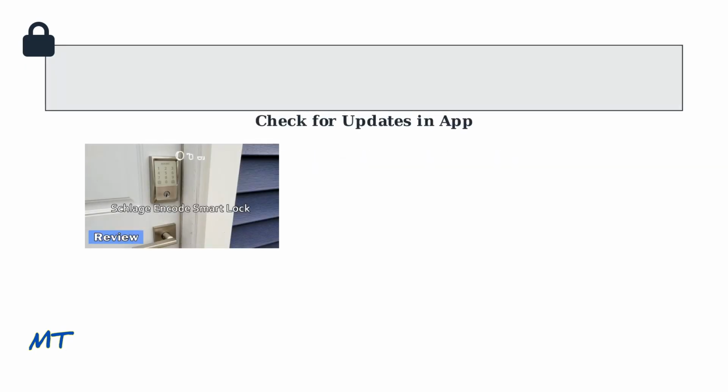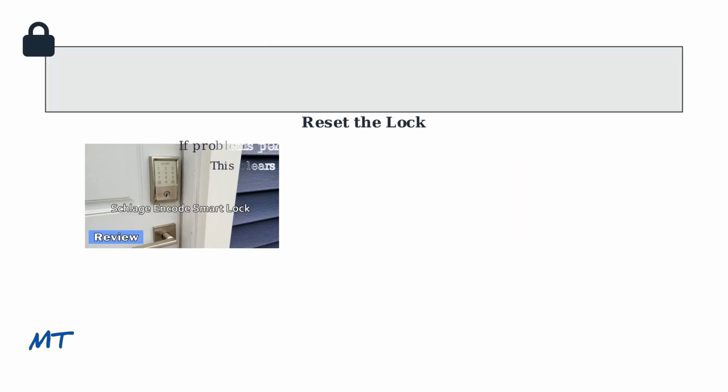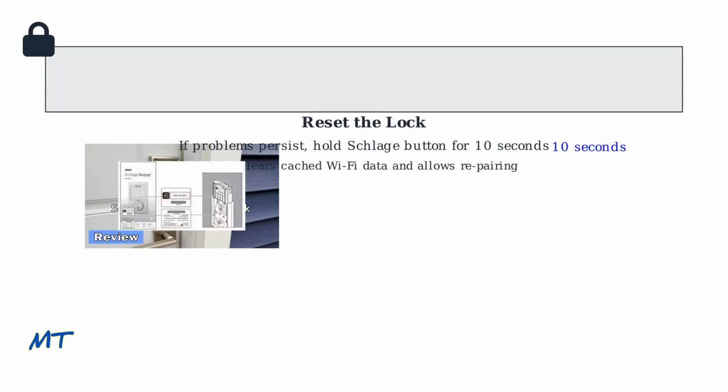Outdated firmware in your Schlage lock can lead to Wi-Fi connectivity issues. Check for firmware updates within the Schlage Home app and install them if available. If problems persist, try resetting the lock by holding the Schlage button for about 10 seconds. This clears cached Wi-Fi data and allows you to repair the lock with your network.